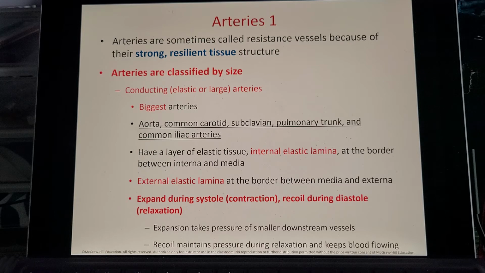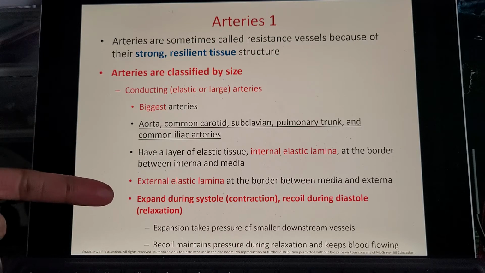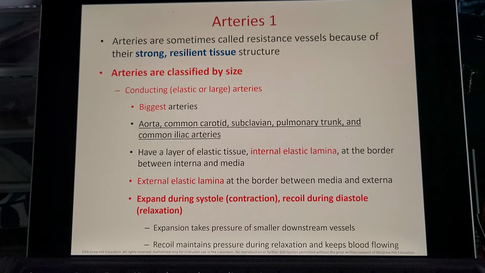So with our arteries, they will expand during systole. This is when your ventricular muscles, so your ventricles at the bottom of the heart, are contracting, which means there's going to be higher blood pressure. So it opens, allowing the blood to easily flow through. And then, kind of like a rubber band, they recoil, they go back down in size during diastole, during relaxation, and that helps to maintain a consistent blood pressure throughout that artery. So it's not like it fluctuates every single time you have blood going through it.